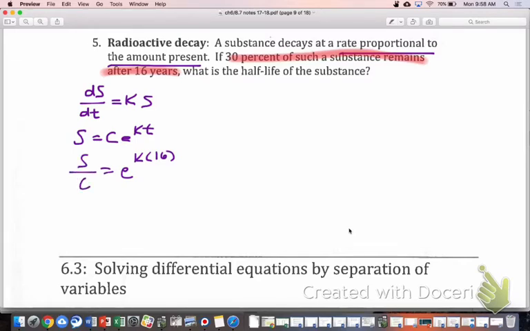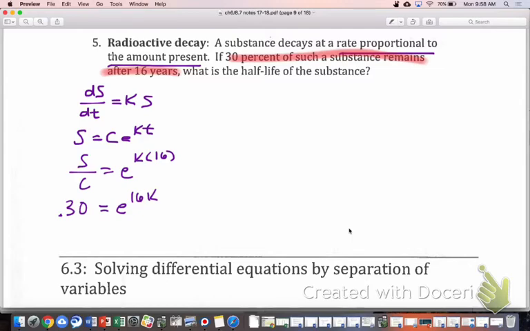But then to figure out this 30%, if I divided both sides by C, I would get the amount that's there divided by the amount that was there to begin with, right? And wouldn't that be 30%? Take what's there, divide it by how much was there to begin with, and according to this, after 16 years, that ratio, or that percent, would be 30%. So 0.3 equals e to the 16k. Does that seem logical to you guys? Just take S divided by C and replace it with 0.3.